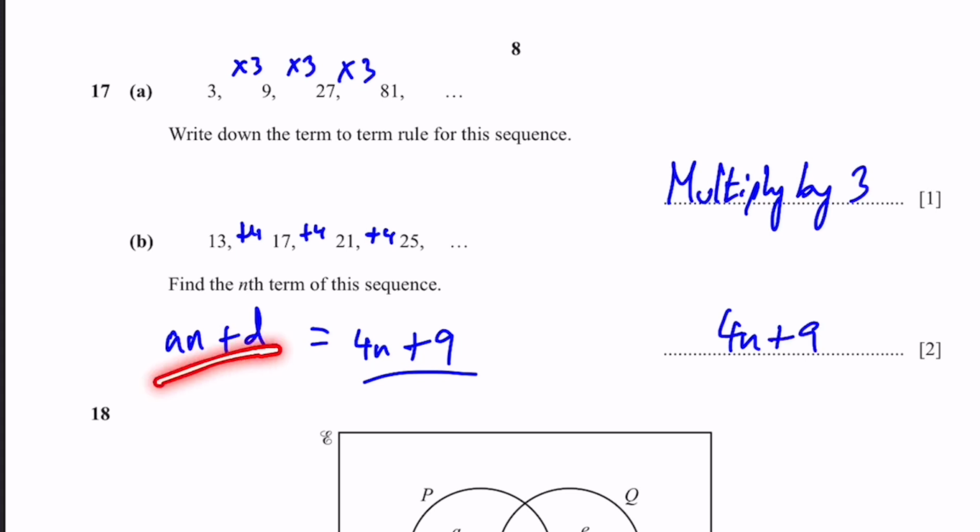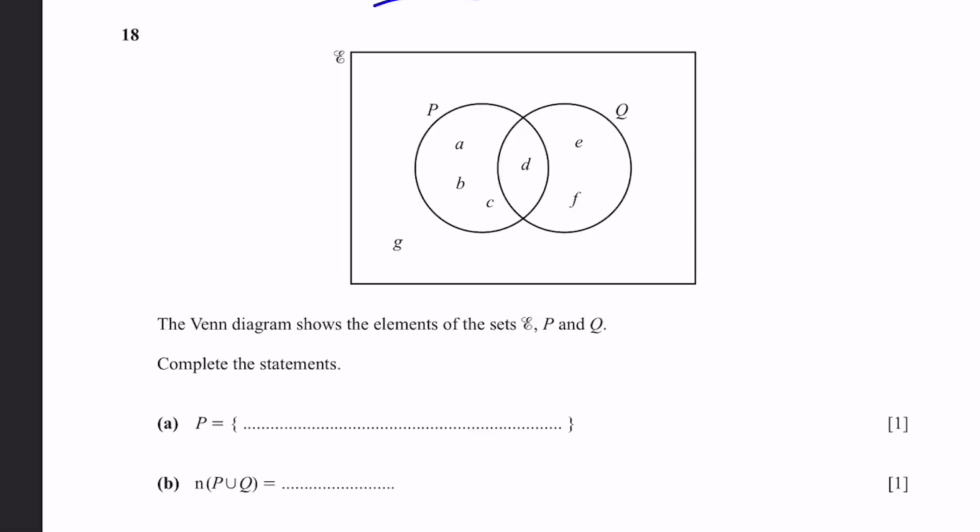By the way, this formula can only be used for linear sequences like this one, where there is a constant first difference. Question 18. The Venn diagram shows the elements of the universal set, which is the full set, P, and set Q. Complete the statements. A, P is equal to dash. We can see that there's A, B, C, and D inside P, so we have these four. We can write A, B, C, D.